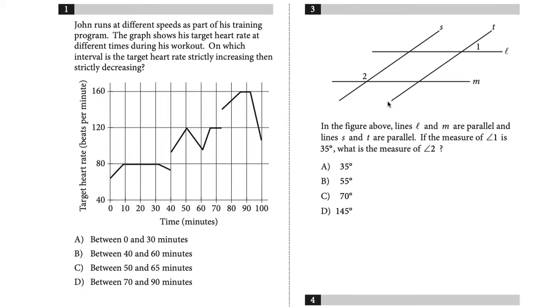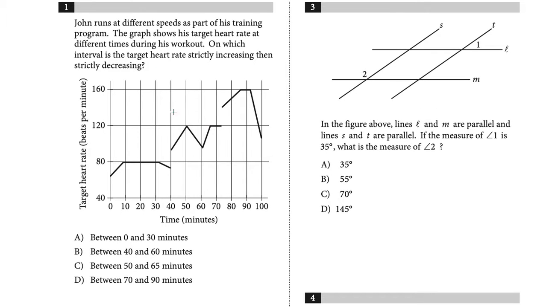All right, so we're now on section 4, still in practice test number 1. We have John running at different speeds, and this is his heart rate versus his time. We need to find an interval that is strictly increasing, then strictly decreasing. What that means is that I'm never going along a flat line, which is neither increasing nor decreasing. You are only increasing and then only decreasing. No flat lines. That's what strictly increasing and strictly decreasing means.